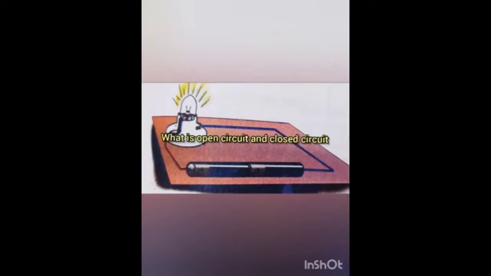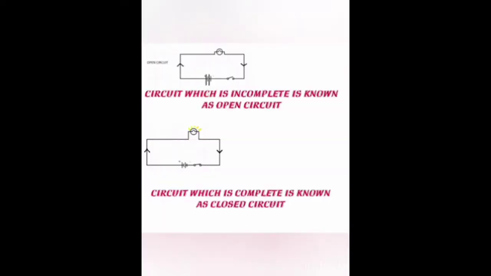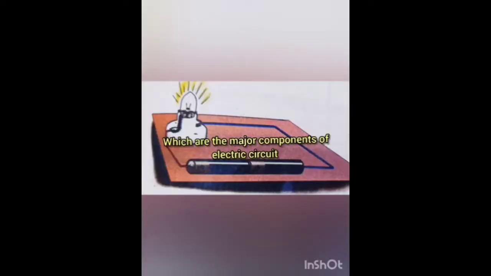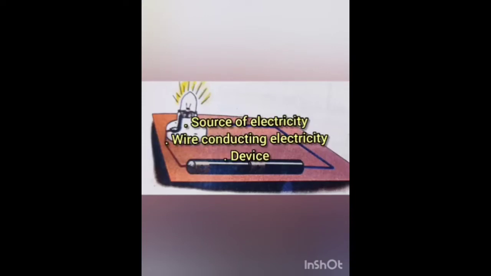What is open circuit and closed circuit? Circuit which is incomplete is known as open circuit. Circuit which is complete is known as closed circuit. Which are the major components of electrical circuit? Source of electricity, wire conducting electricity, device.